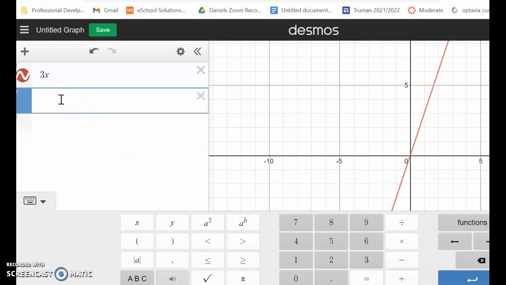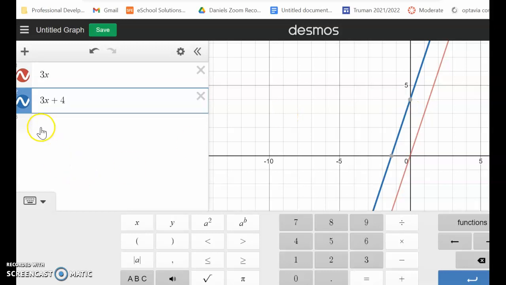Let's see what happens if I do 3x plus 4. It was the exact same line, but now here's the y-axis right here, and it's crossing at 1, 2, 3, positive 4. Does this make sense to you? Yes or no? Okay. It should really start to be making more sense.